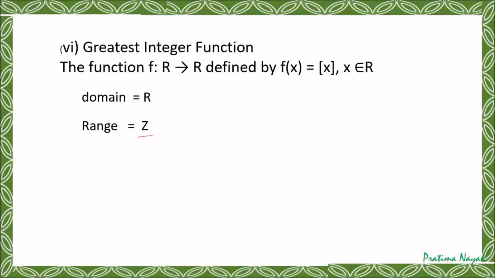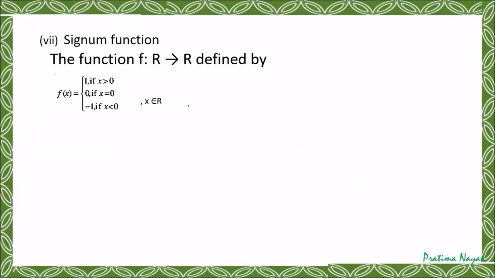Next is the signum function. The signum function is another function. It is defined in a way that if x is greater than 0, it is 1. If it is equal to 0, it is 0. If it is less than 0, it will be minus 1. That means if x is equal to 2, f(x) is equal to 1. If x is equal to 100, f(x) is equal to 1. If x is equal to 3.25, this is also 1. And on the negative side, x is minus 2, still f(x) is equal to minus 1.